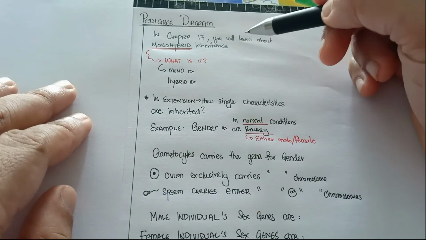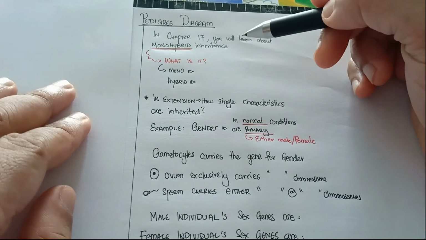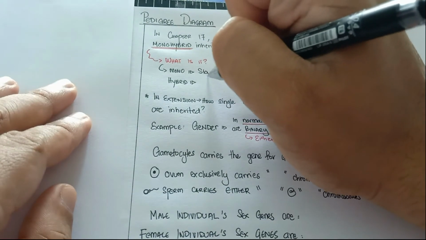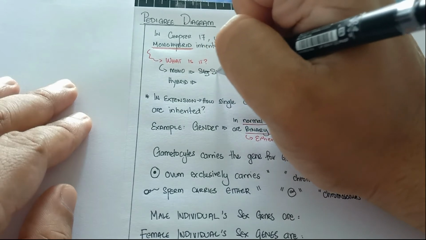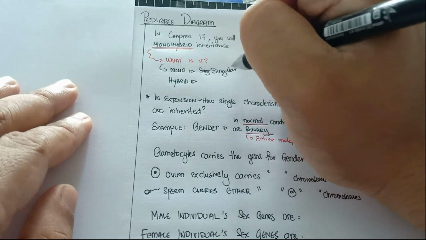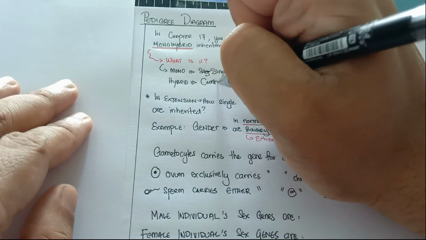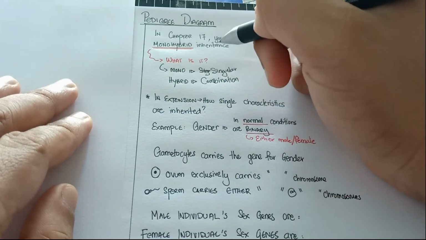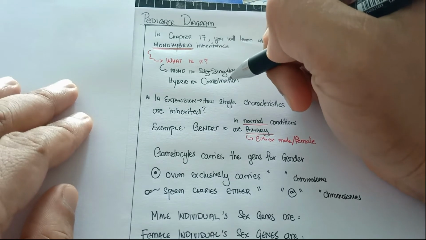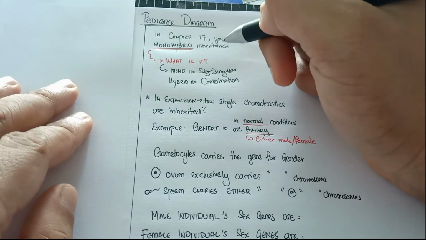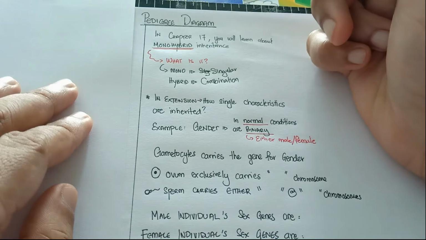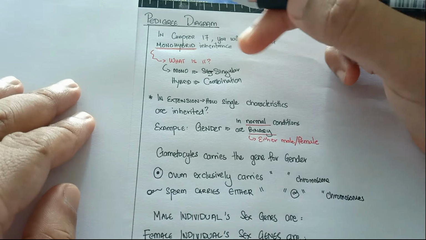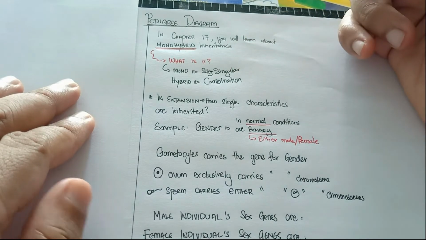In chapter 17 you will learn about monohybrid inheritance. What is monohybrid inheritance? Mono means single, singular, hybrid means combinations. So you have singular combination inheritance. This is normally for a single type of characteristic. You'll be learning how single characteristics are inherited from your parents.